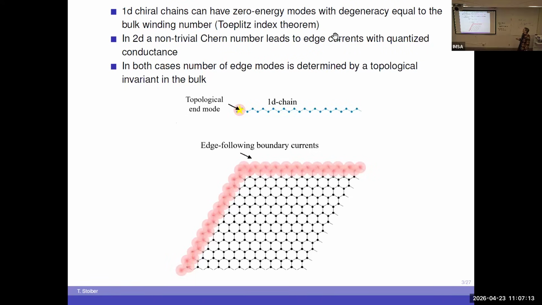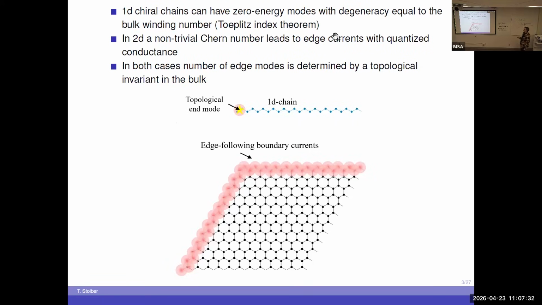One-dimensional topological insulators with chiral symmetry have zero energy end modes. In two dimensions, it's more interesting, right? If you have a material which has a non-trivial Chern number or Hall conductivity, then what you get is edge-following boundary currents.